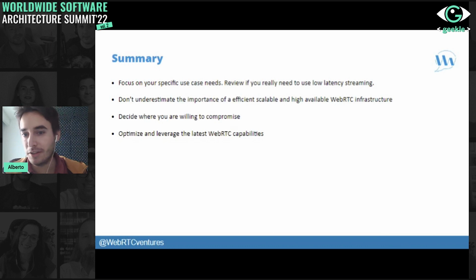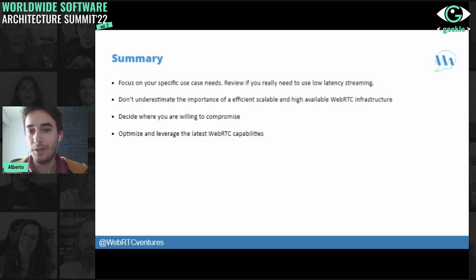Also, don't underestimate the importance of efficient, scalable, and highly available WebRTC infrastructure. It's really critical. It's just not going to work if you don't have that set up properly. You want to make sure that when you reach a specific amount of connections, you spin up a new service, and if a service goes down, that we are storing the state and are able to recover from it.